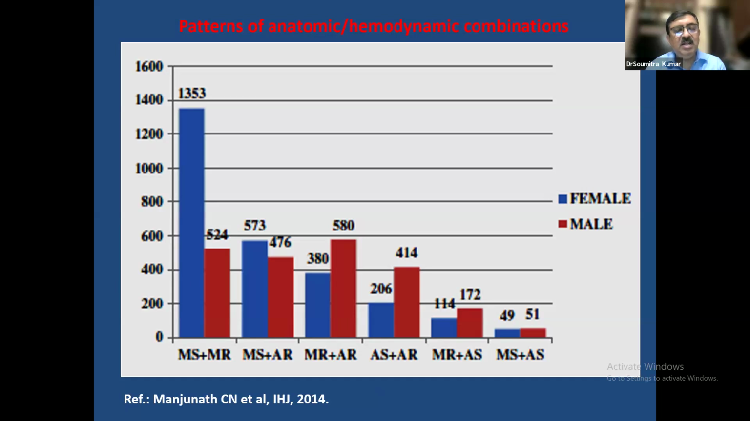And this is the data from Jayadeva Institute, from Dr. Manjunath, published in Indian Heart Journal 2014, about the various frequencies of combinations in the two genders. You can see the commonest is MS-MR, by far in females. Next is MS-AR, MR-AR third, AS-AR fourth, MR-AS fifth, and Dr. Dixit presented the least common of the combinations, that is MS-AS, at least as far as this data. And I think most of you would agree that it is not very common to have a rheumatic MS-AS combination.